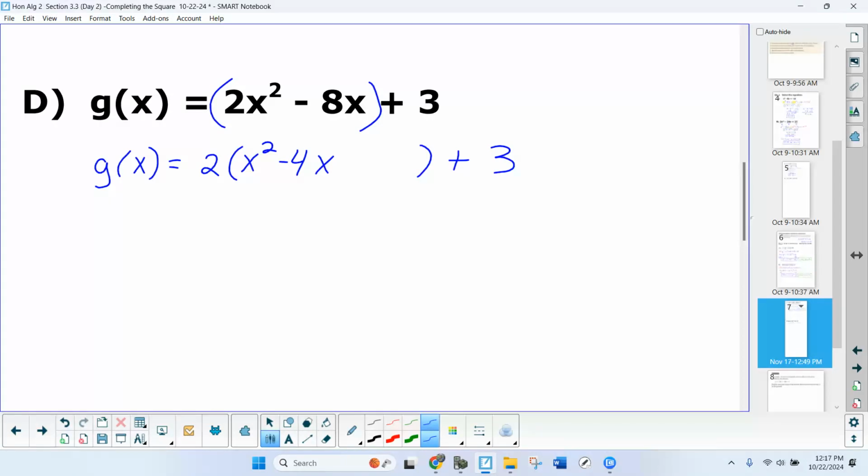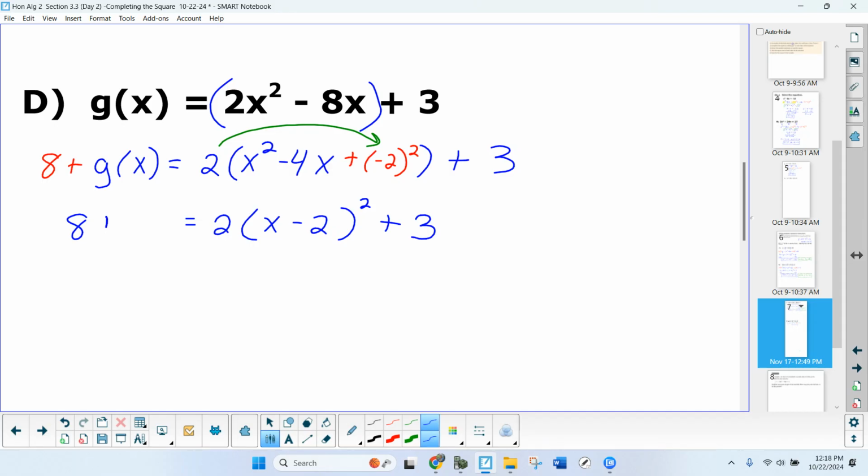Now you're ready to complete the square. You're going to take half of what number? Negative 4. What's half of negative 4? Negative 2. Negative 2 squared. Now, what is negative 2 squared? 4. But you really multiplied 2 times 4, so what did you really add? 8. So what do you add over here? 8. Okay, so let's go ahead and factor this side. What does this factor into? 2 times x minus 2 squared plus 3.